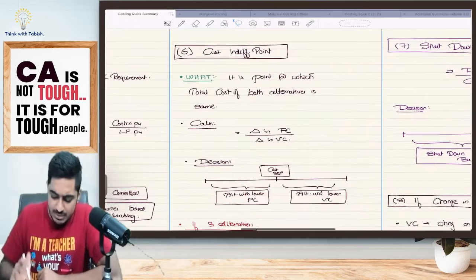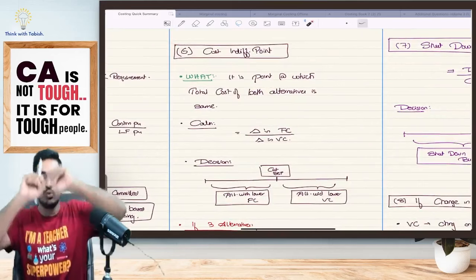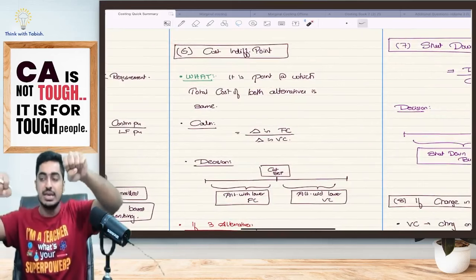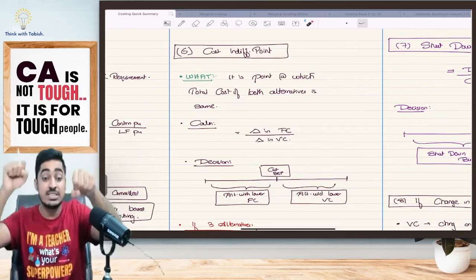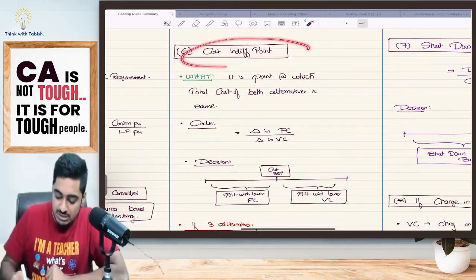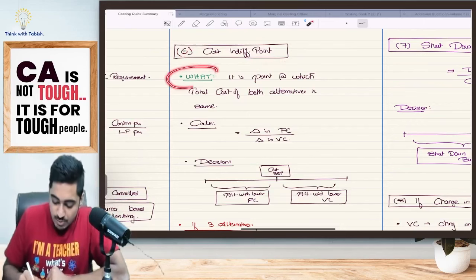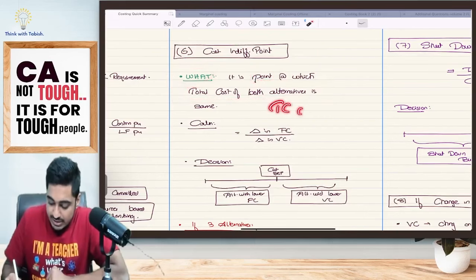So we just take a break in between. So first let's quickly revise what is cost indifference point. Now there are 2 or more alternatives to produce goods. In one alternative, fixed cost is less. In the other alternative, variable cost is less. Which alternative should I choose? To take that decision, I will be going for cost indifference. What is cost indifference point, students? It is the point at which total cost of both the alternatives is same. Is this clear? That is total cost of alternative 1 is equal to total cost of alternative 2.